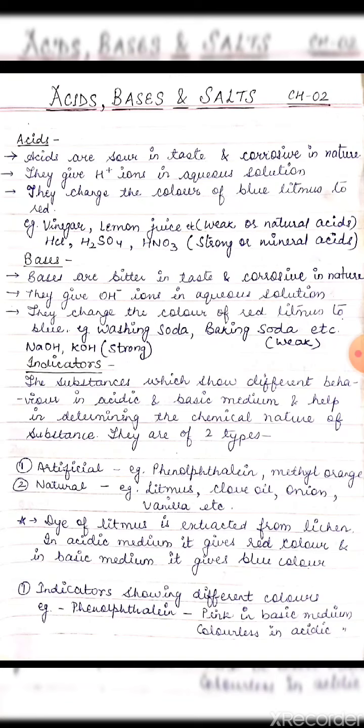whereas strong bases are NaOH and KOH. NaOH is sodium hydroxide and KOH is potassium hydroxide. These also have common names. NaOH has the name caustic soda and KOH is caustic potash. These both are strong bases.